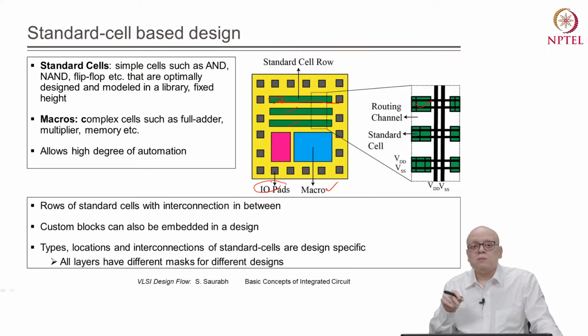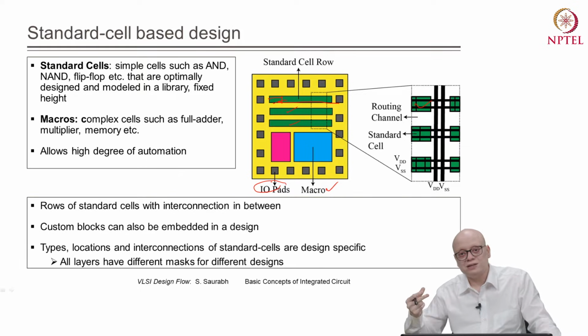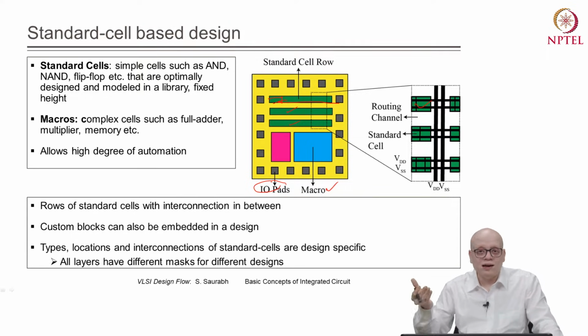Why? Because where to place exactly the standard cell, that freedom is still with the designer. We are not changing the location of a transistor within the standard cell, but one standard cell can be placed over the layout anywhere as per the wish of the designer.